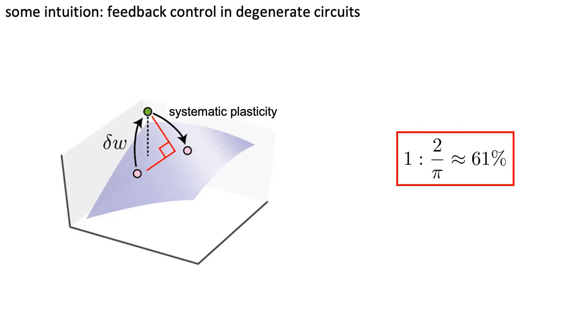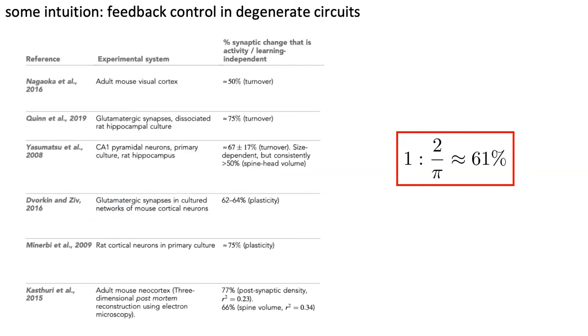And if you do the math from this high school math, and you ask on average what this ratio is, it's about 61%, right? So this is the ratio of the magnitude of this fluctuation relative to the short part of this triangle, the systematic component. And that's quite nice, because this ratio seems close to at least some of these estimates, okay?